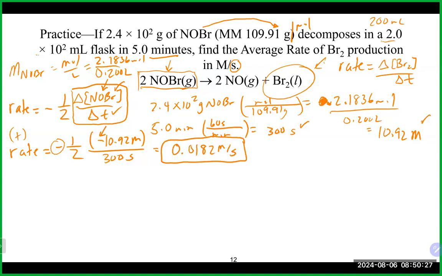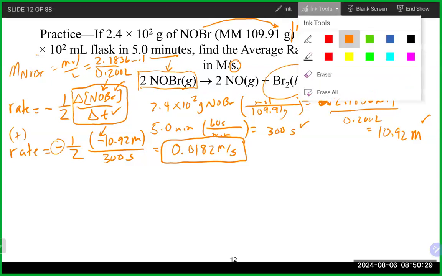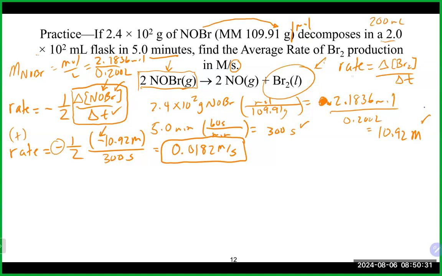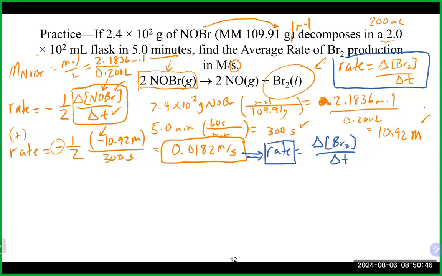We then want to figure out how is our Br2 changing with time. And we have our rate expression right here for that. And that is the rate is equal to the change in the concentration of Br2 over the change in time. And frankly, this number we just calculated is the rate. So that is basically what that equals. It is basically the same number.